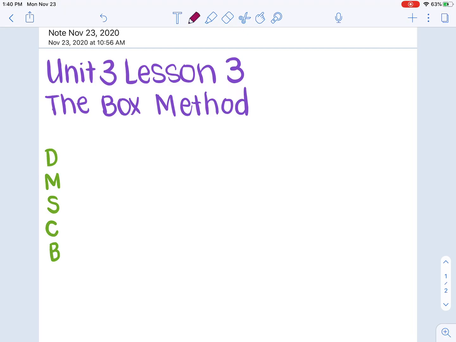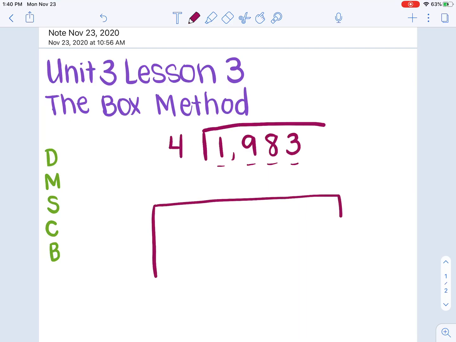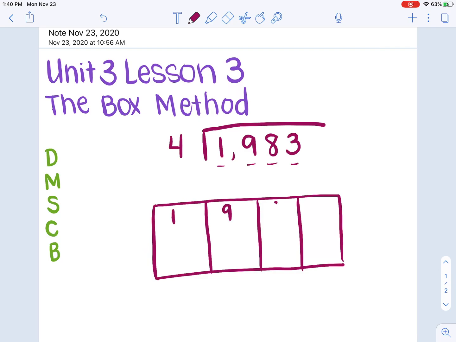This next problem, let's do 1,983 divided by 4. Now I have 4 numbers in my dividend, so I'm going to make a box that has 4 sections. Do that now. 1, 2, 3, 4. Then I'm going to put a number in each one of these boxes. Then my divisor, the one over here, goes to the side.